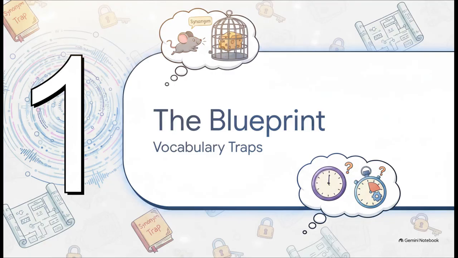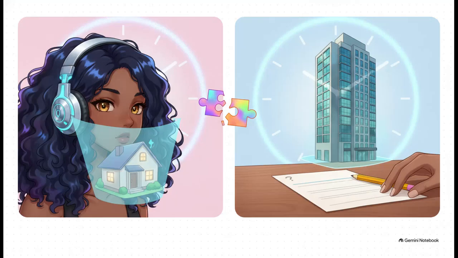Okay, let's dive into this. Section 1. The blueprint. Vocabulary traps and synonyms. We absolutely have to start with the one fundamental rule of the IELTS listening test. What you read on the page is almost never exactly what you're going to hear in the audio. Take a look at this incredibly simple but honestly lethal example.